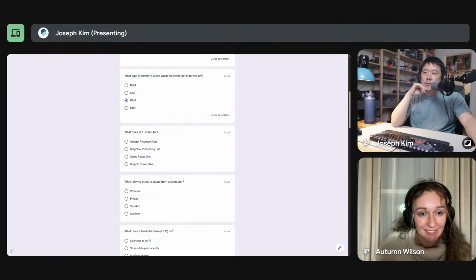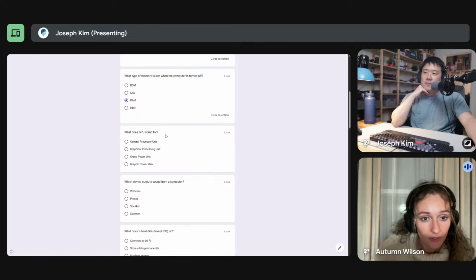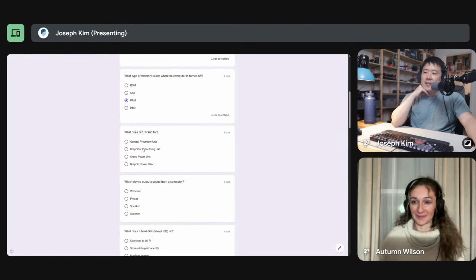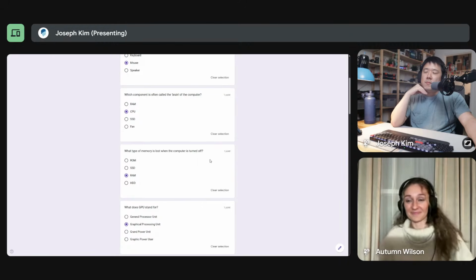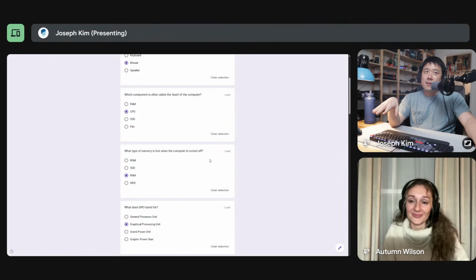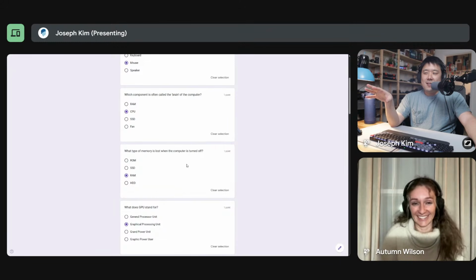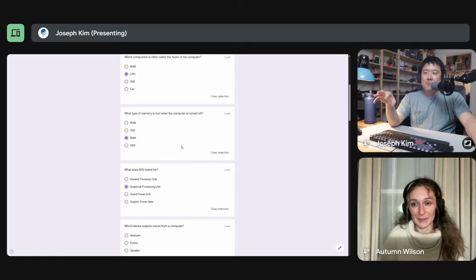What does GPU stand for? Graphical processing unit. Nice, well done. By the way, even if we get all of the answers, I suppose it's not going to explain anything unless I do. So I figured I should explain little things as we go.